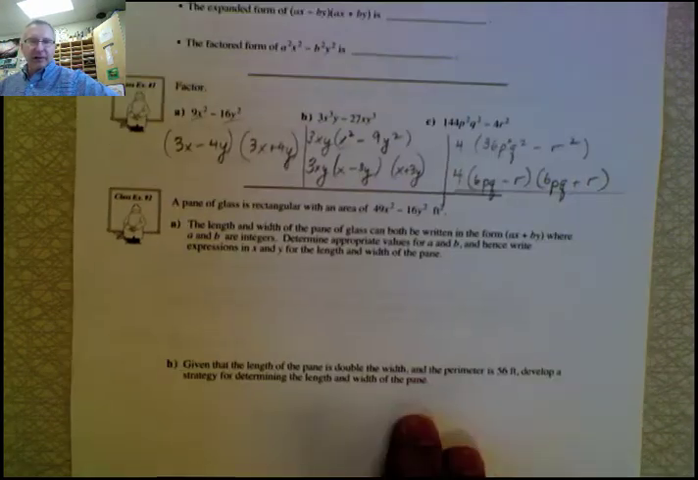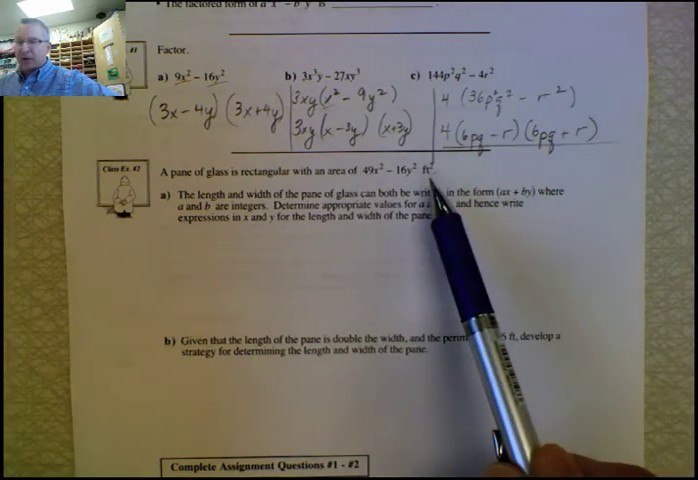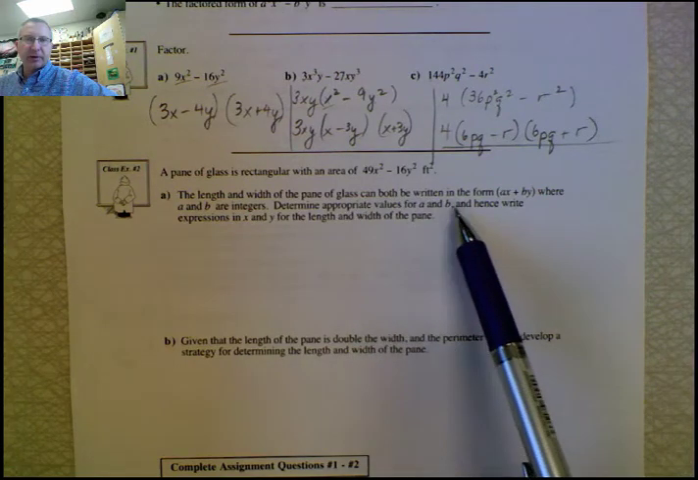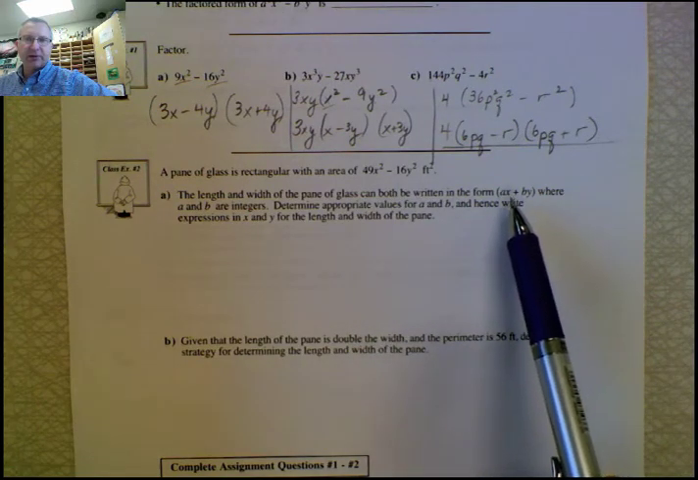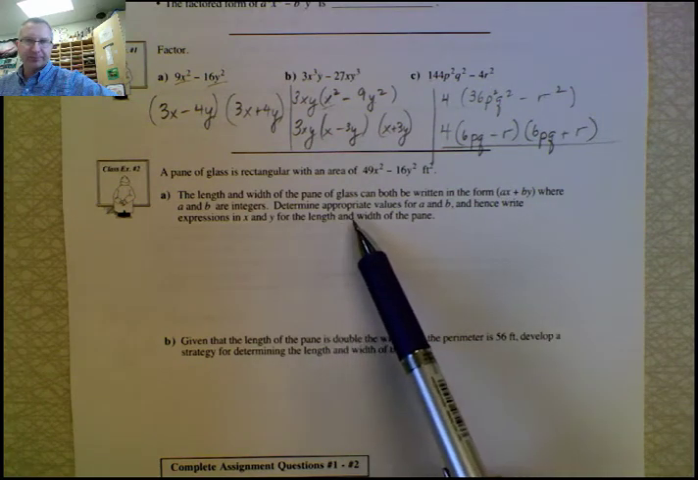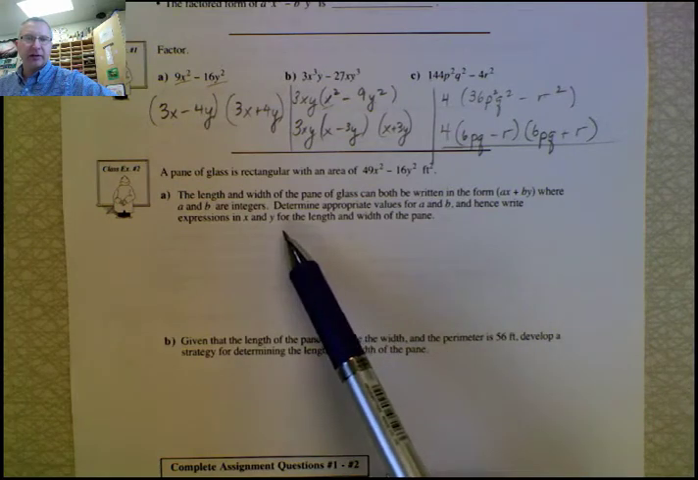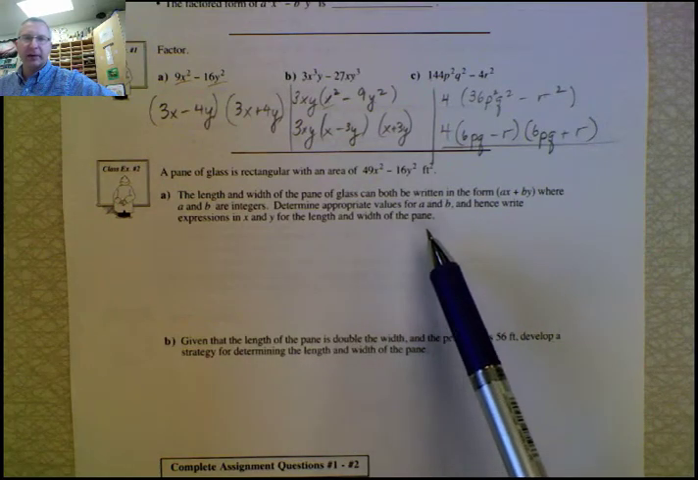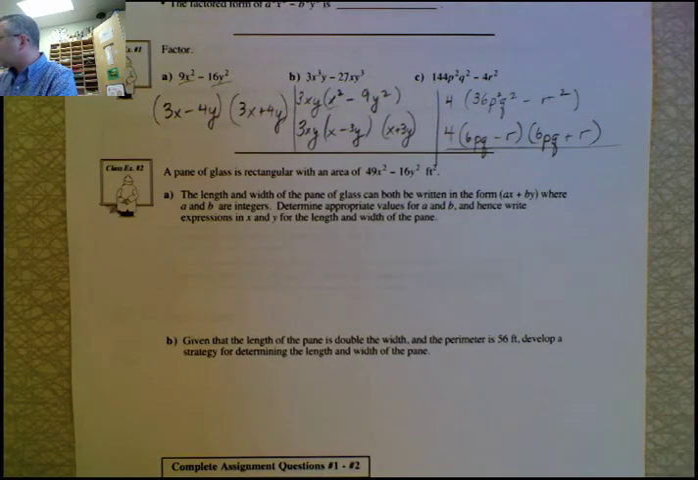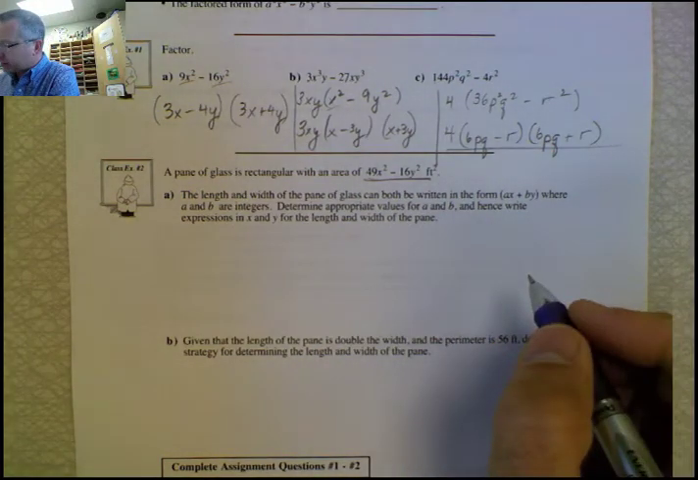Now if we look at a problem situation, it says a pane of glass has the following area. The length and width of the pane of glass can be written as binomials in the form ax plus by, where a and b are integers. Determine the appropriate values of a and b and hence write an expression for the length and width of the pane. Essentially what they want us to do in this question is factor this difference of squares.